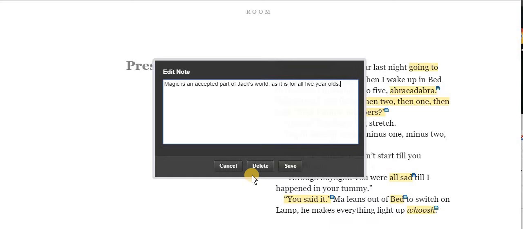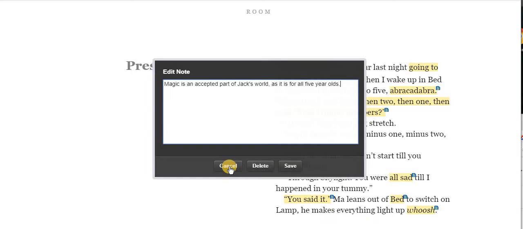So magic, I've said, is an accepted part of Jack's world, as it is for all 5-year-olds. So we need to read this as something that's perfectly natural in the experience and perceptions of small children. All small children live in a magical world to some extent. They will believe in mythical or imaginary beings. They will believe in, for instance, the Tooth Fairy, or perhaps Father Christmas, or perhaps ghosts, or perhaps fairies, or perhaps imaginary friends, or perhaps animals that can talk. And they won't be sure about what the boundaries are between fantasy, imagination, and reality. And that's something that Jack has to explore.